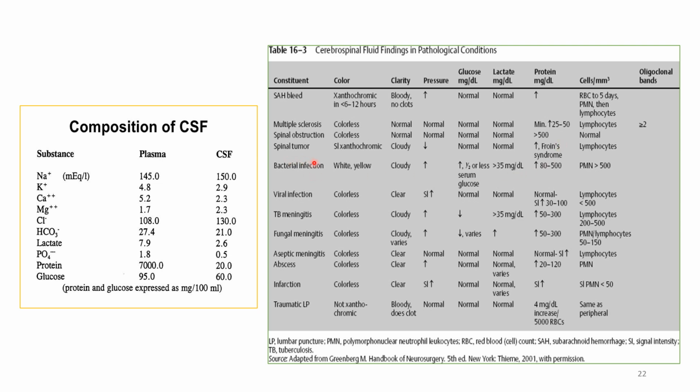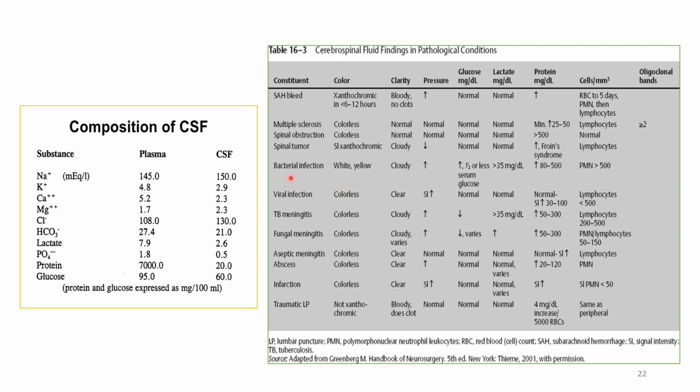In a spinal tumor, the color is altered, xanthochromic, it is cloudy, and pressure is decreased. Protein is increased, and lymphocytes are also present. So pressure is decreased in a spinal tumor.